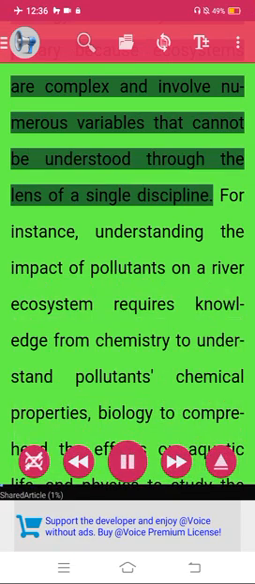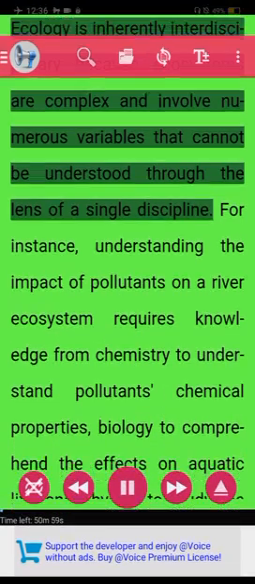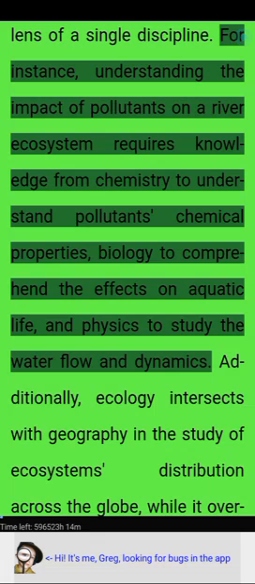Ecology is inherently interdisciplinary because ecosystems are complex and involve numerous variables that cannot be understood through the lens of a single discipline. For instance, understanding the impact of pollutants on a river ecosystem requires knowledge from chemistry to understand pollutants' chemical properties, biology to comprehend the effects on aquatic life, and physics to study water flow and dynamics.